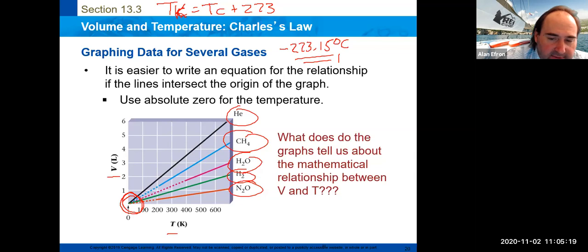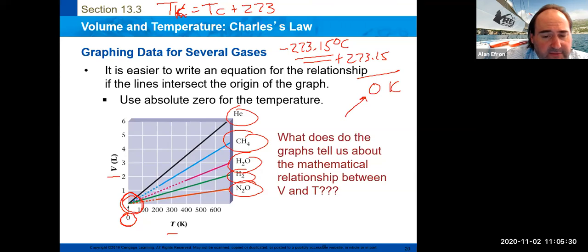And if we add 273.15 to this, that gives us 0 Kelvin. And that's what we see here. 0 Kelvin used to be known as absolute zero. And basically what this means is pretty much every time you see a temperature in a gas law equation, it needs to be in Kelvin.